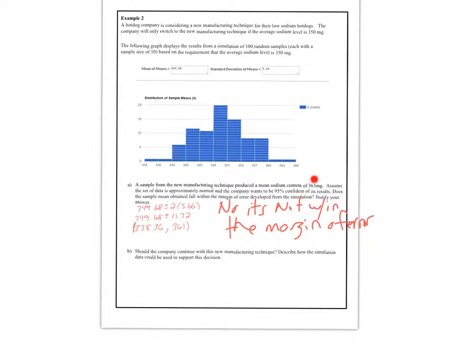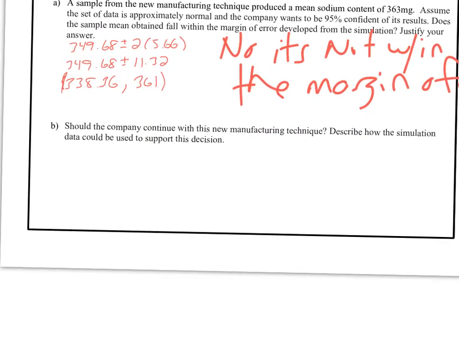But the 363 that we got is above the bounds that would occur due to random variability, meaning it is more than likely higher than 350. So our answer to the company's question, should they continue with this new manufacturing technique, is no. It does not work. So let's get that written down. Pause the video here, and I'm going to write it down for you.